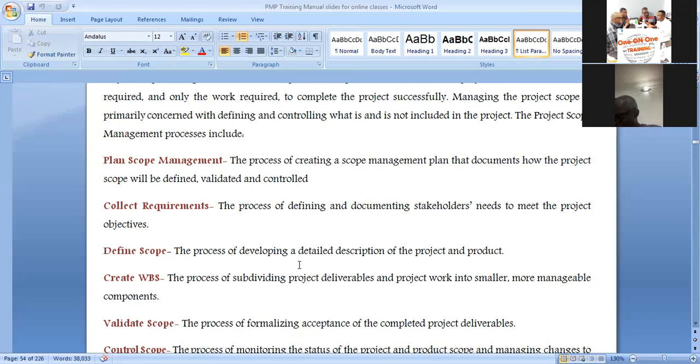Work breakdown structure. In brackets, you can write WBS in short form, because I'm going to be using that word. What does WBS stand for? Work breakdown structure. And the fifth one is validate scope. And the sixth one is control scope.